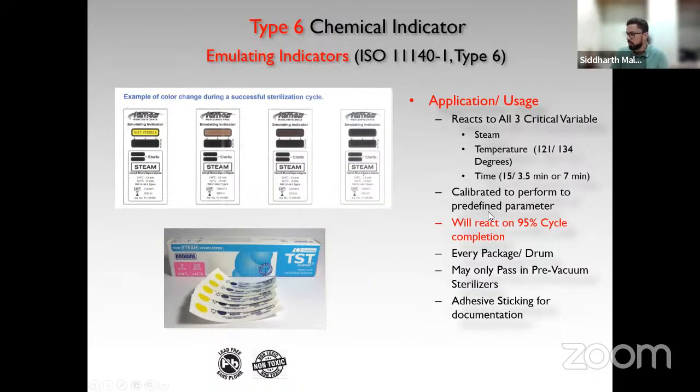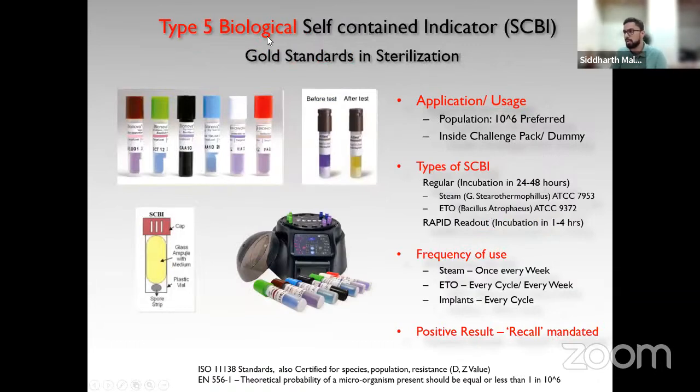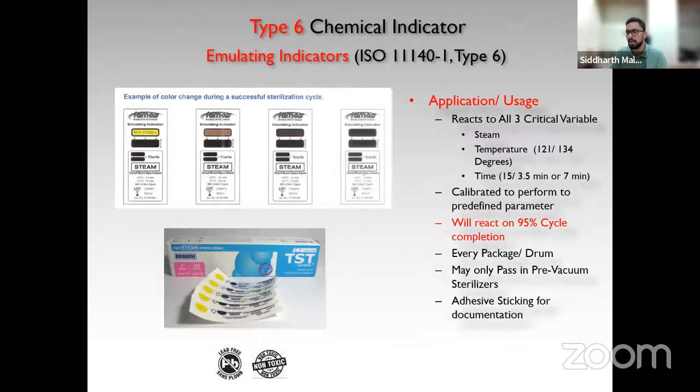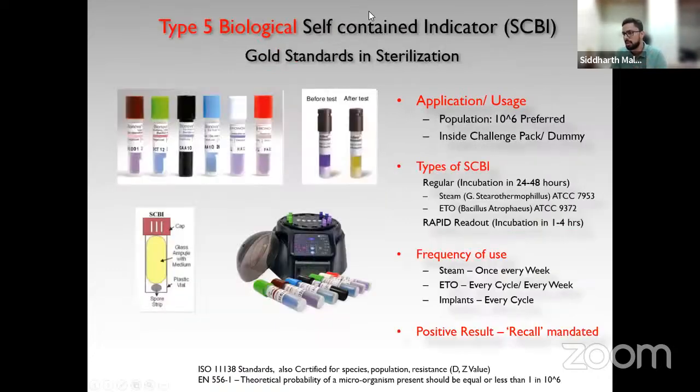Right. So now thereafter, we go to type 5 biological indicator. These are called gold standards of sterilization. Till now, what we were looking at, all these indicators are basically paper strips and chemical indicators. They do not have actual organisms in them. However, in a biological indicator, it is made and constructed in such a way that there is actual spores inside the strip. That means 10 raised to 6 Geobacillus stearothermophilus or Bacillus atrophaeus. These are two of the organisms which are very difficult to kill inside an autoclave and inside an ETO. That is how it has been said.